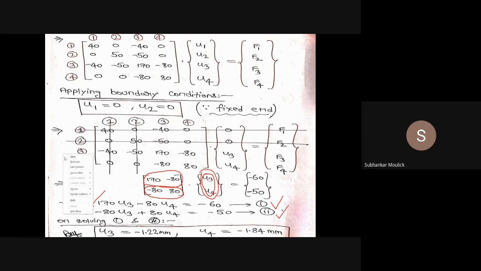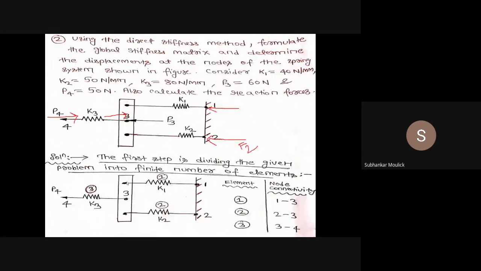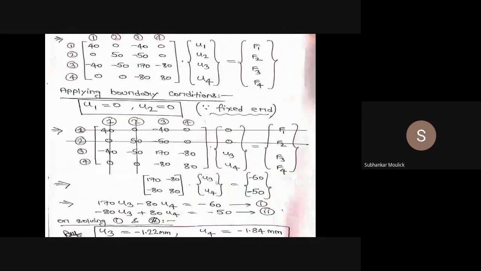So we got the value of u3 and u4. Similarly, next what I need to find out? I need to find out the reaction forces. That means I need to find out this value, that is, this F1 will be how much, and this F2 will be how much. How can I find out? Fine. If I take the first row, that means if I multiply this first row with this first column, it will be equal to F1.